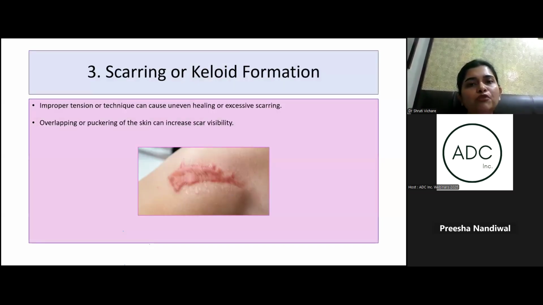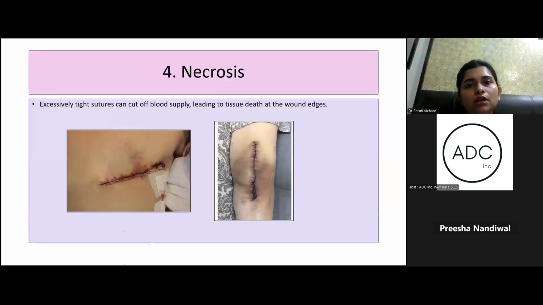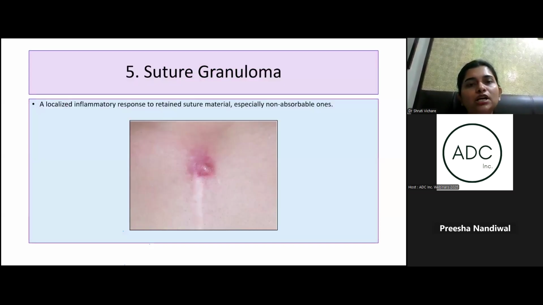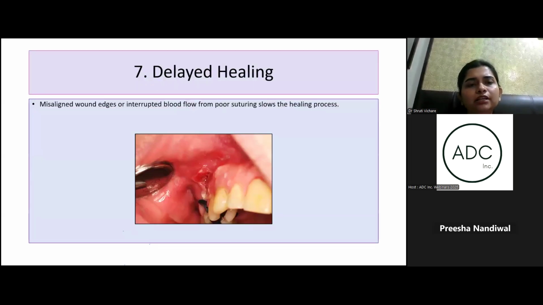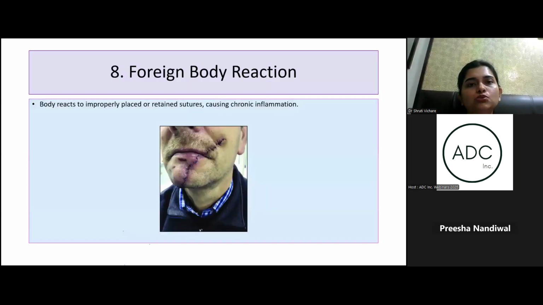Then scarring or keloid formation, again a very common complication, especially when inappropriate pressure is applied during suturing. Necrosis, again, when the wound is closed under a lot of tension. Suture granuloma is not very common, I would say, but can occur. Allergic reactions, delayed healing, because the suturing technique was inappropriate. Foreign body reactions, yes, very common. As I mentioned in the beginning, silk is notorious for it.